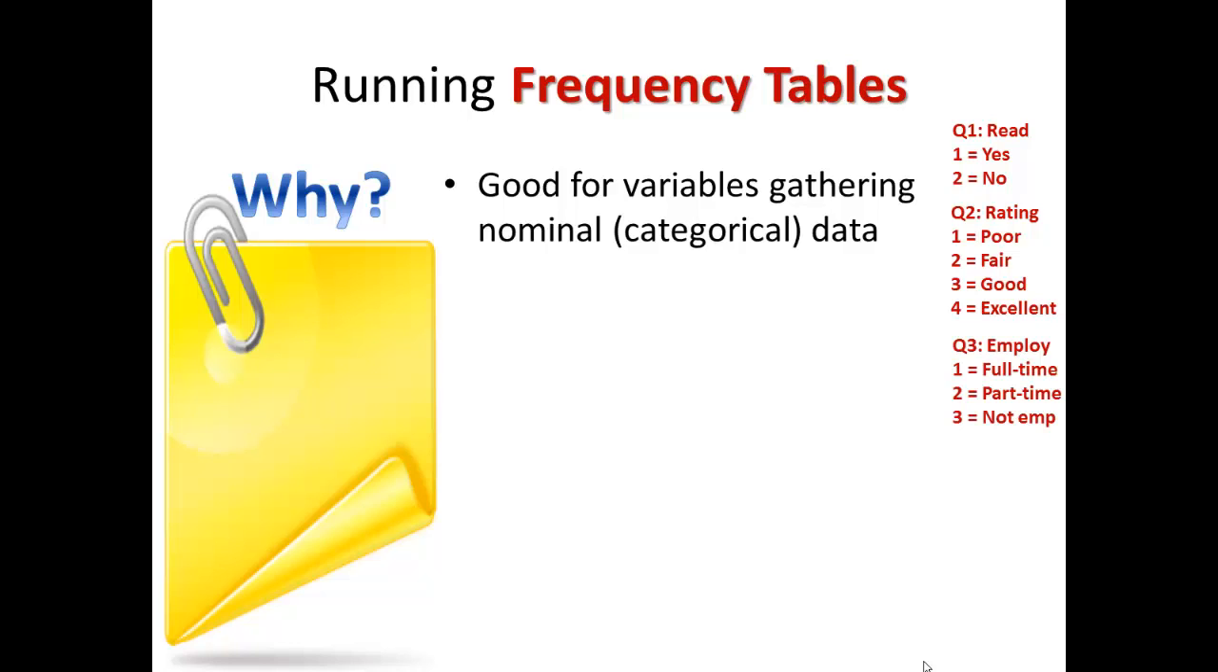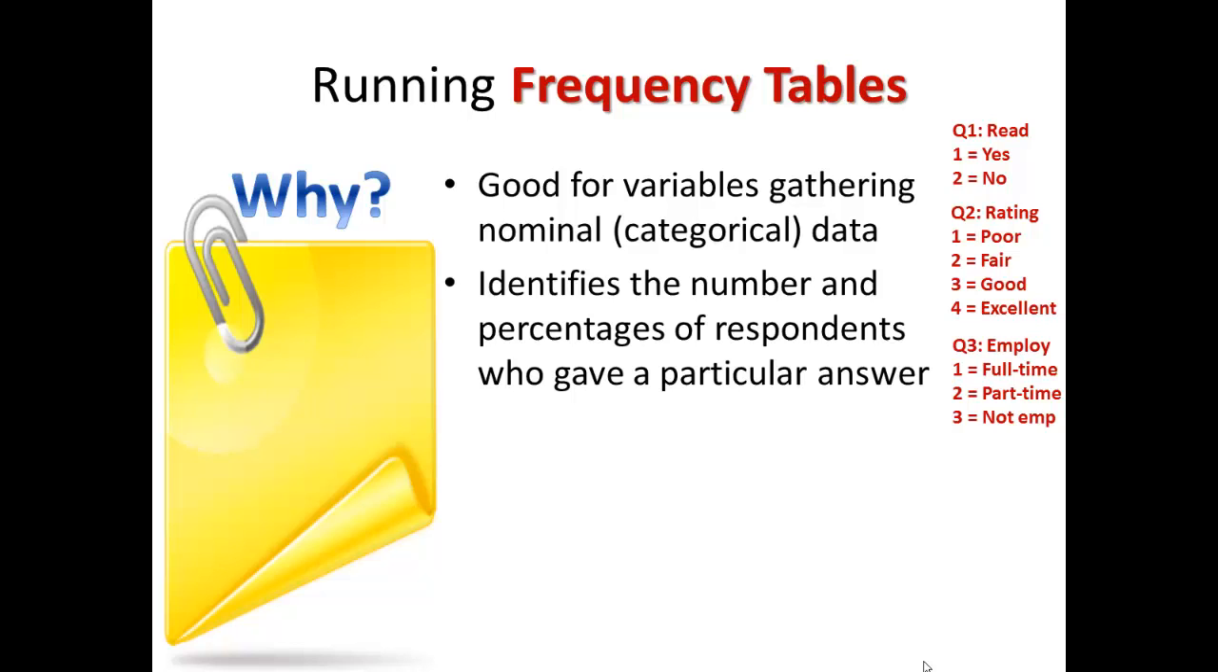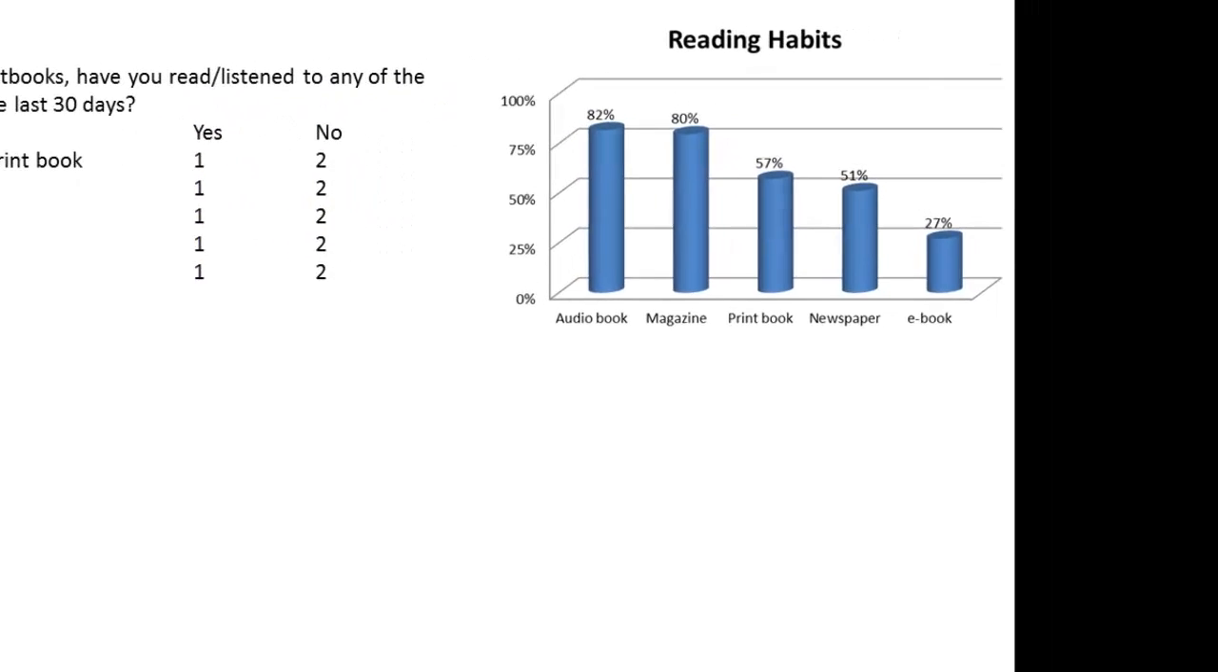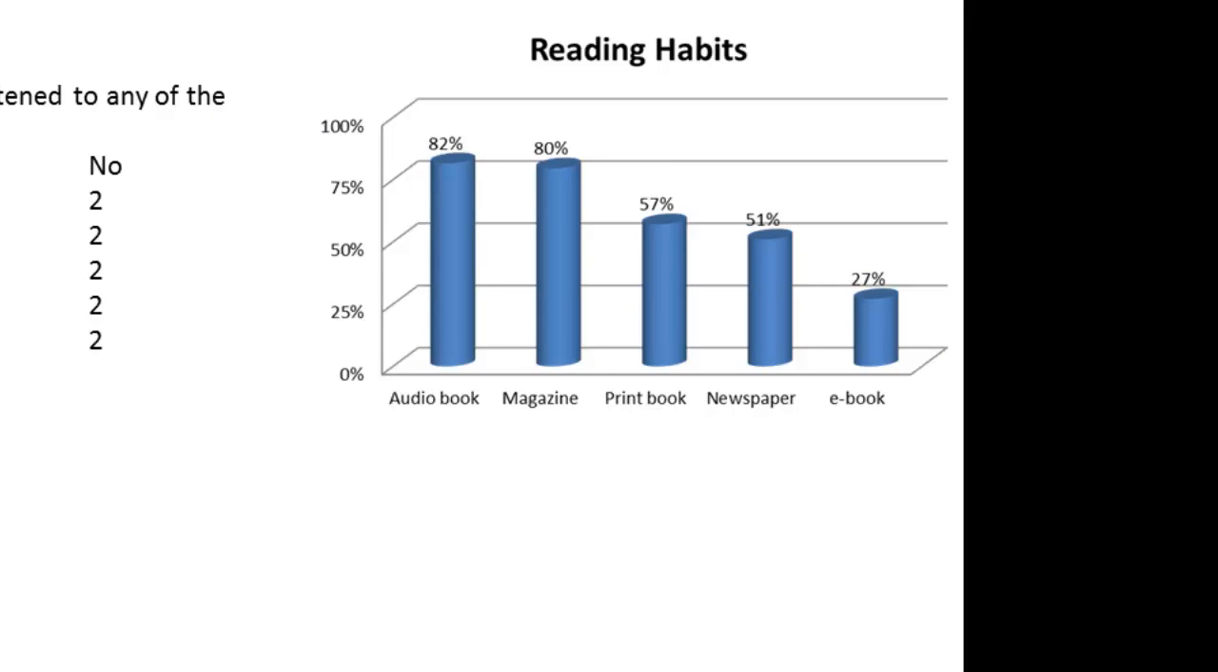And then in terms of employment status, full-time, part-time, not employed, all of those are nominal or categorical variables. This will identify the number and the percentage of respondents who gave a particular answer. Here's an example of a dichotomous variable. In this case, each of these has a yes, no, and you could then put a graph together that says the percentage of people who said yes.